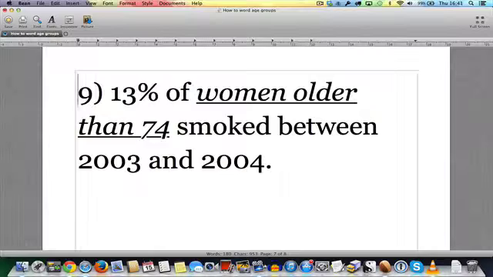and the same would be true if we were dealing with the other side of the spectrum, which would be perhaps an age that starts from birth and maybe goes to, say, 12 or something like that. We might reference that as women younger than 12 or girls younger than 12.